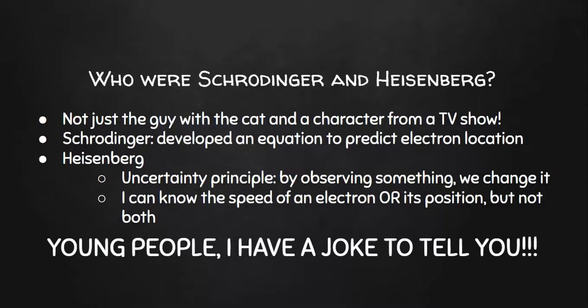Schrödinger and Heisenberg were two of the people that contributed to this model. Schrödinger developed an equation to predict electron location, and Heisenberg developed his uncertainty principle. The basic take-home message of the uncertainty principle is that we can know the speed of an electron or its position, but we can't know both at the same time.